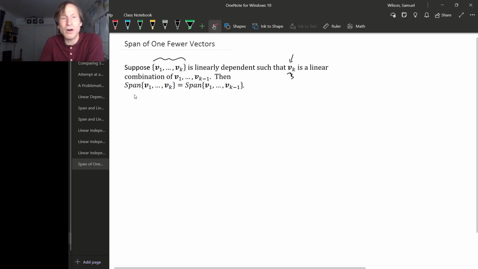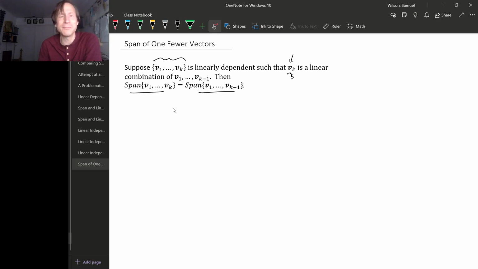So the span of all of the v's is actually the same as the span of all of them except the last one, right? This is really saying that you didn't need the last one. It was somehow redundant. So let's check that this is the case. Well, because all of the v's up to the k minus first one are in the list of all of the v's, it's clear that the span on the right is contained in the span on the left, right? Any linear combination of v1 through v(k-1) is also a linear combination of v1 through vk, and so everything in the span on the right is in the span on the left.